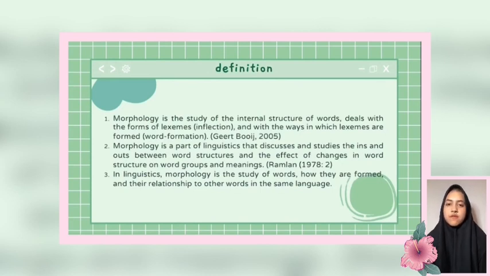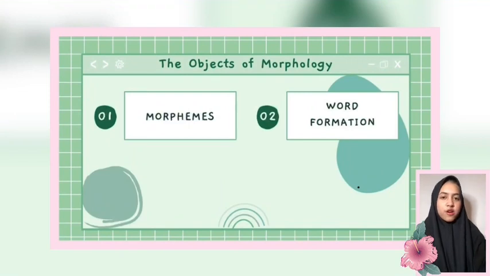Also, morphology can be defined as the study of words, how they are formed, and their relationship to other words in the same language. There are two types of morphology. The first one is morphemes, and the second one is word formation.